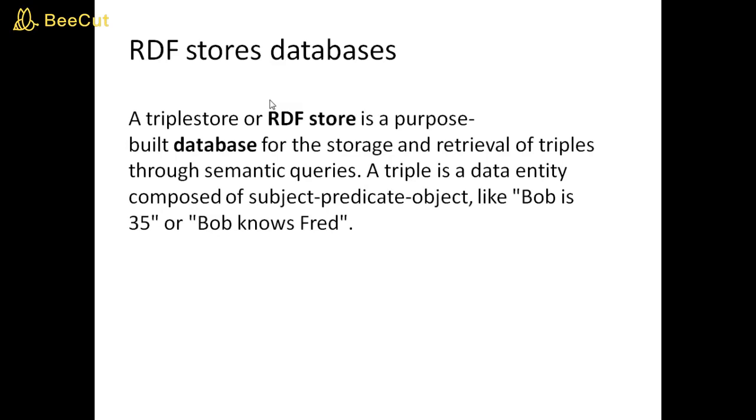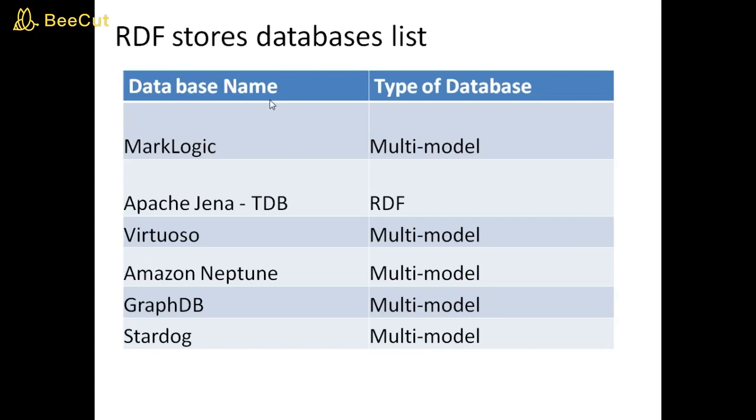RDF stores. A triplestore or RDF store is a purpose-built database for the storage and retrieval of triples through semantic queries. A triple is a data entity composed of subject-predicate-object, like Bob is 35 or Bob knows Fred. RDF stores. Databases list.